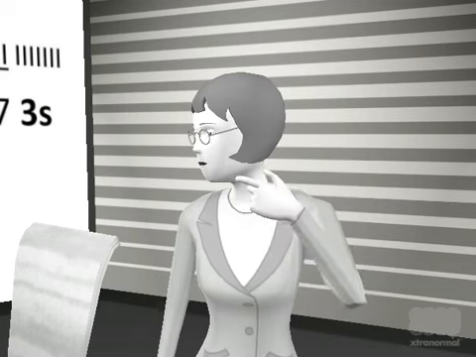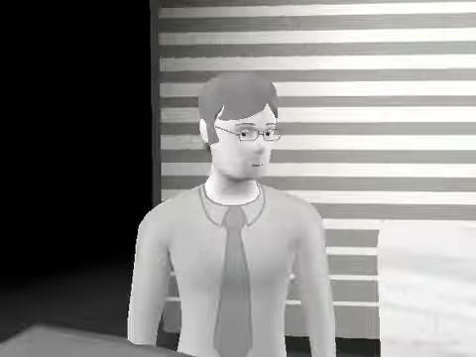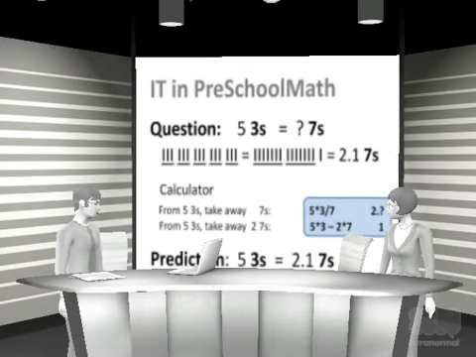So recounting totals in different units is a typical task in preschool mathematics. Indeed it is. As an example, we can ask the question, how many 7s are 5 3s? Of course, we can lay out 3 sticks 5 times and then rebundle them in 7s. Then we get the answer that 5 3s is the same as 2.1 7s. However, we could also use a calculator to predict the result.